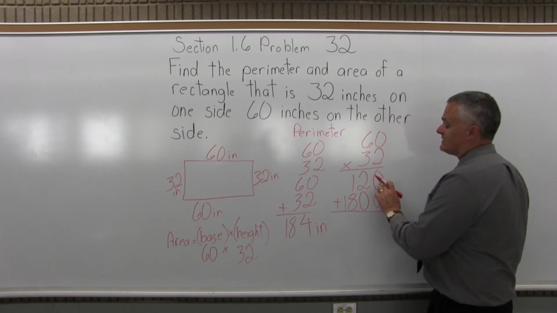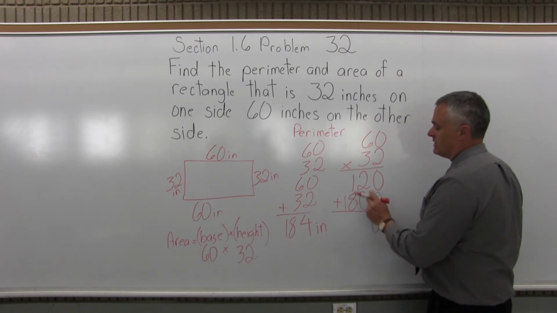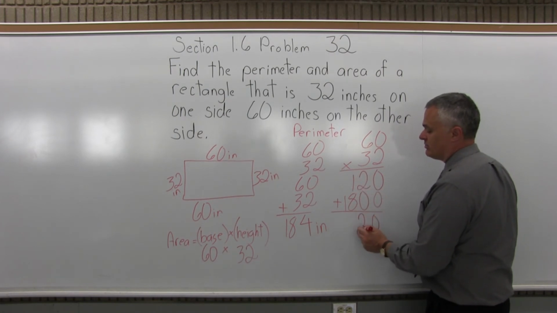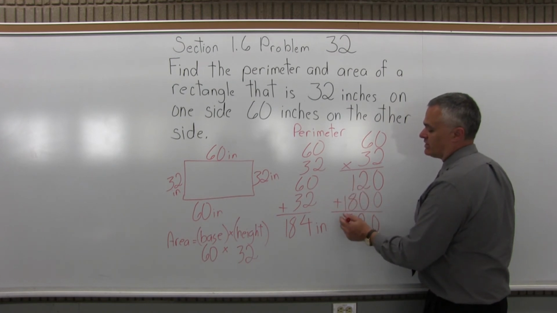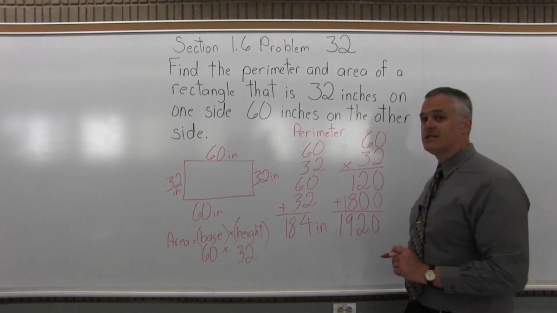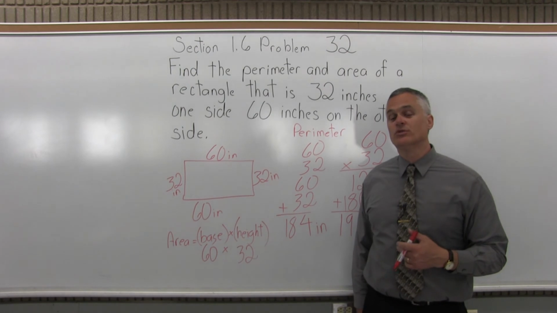So now if I add 0 plus 0 is 0. 2 plus 0 is 2. 1 plus 8 is 9. Nothing plus 1 is 1. So it's 1,920. And again, you should include the units of measure.